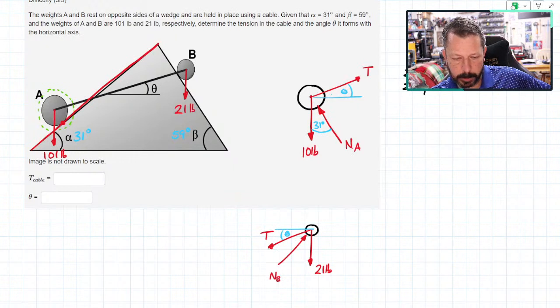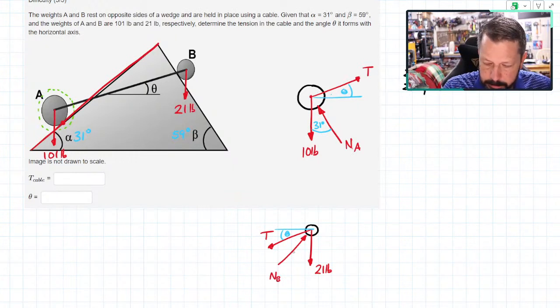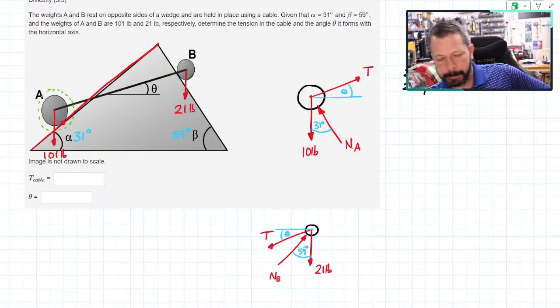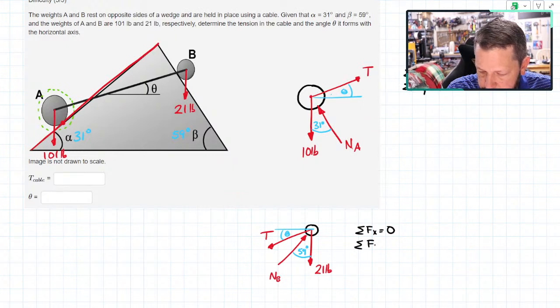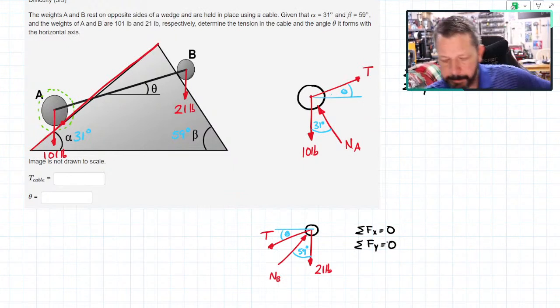I know that it's on a surface that's 59 degrees from horizontal. So the perpendicular to that is 59 degrees from vertical. I've got the same problem. I've got summation of forces in X equals 0, summation of forces in Y equals 0. I've got two equations, but three unknowns.